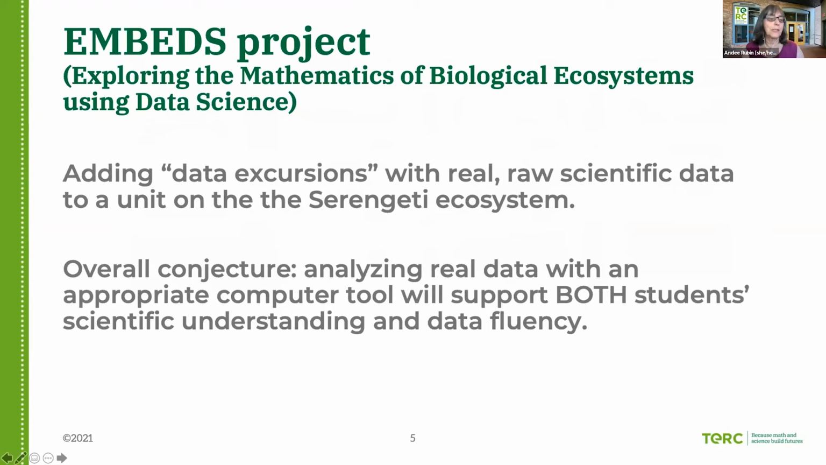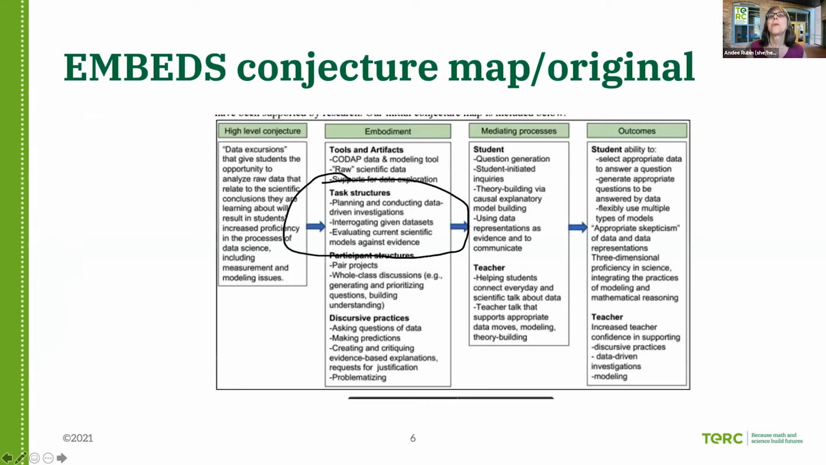So I've most recently used conjecture mapping in a project called the Embeds Project, where we're trying to add data excursions with raw scientific data to a biology unit on the Serengeti ecosystem. And here's our overall conjecture, that analyzing real data with an appropriate computer tool will support students' scientific understanding and their data fluency. So that's what we started with. We have a very complicated conjecture map, but I want to just point out the task structures here. This is the original conjecture map, and the task structures that we put in that original map were kind of vanilla: planning and conducting data-driven investigations, interrogating given data sets, and evaluating current scientific models against evidence.